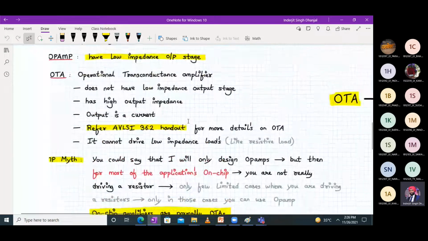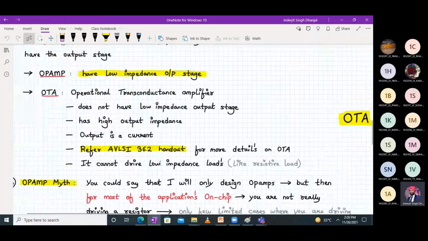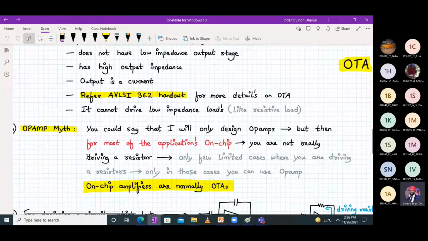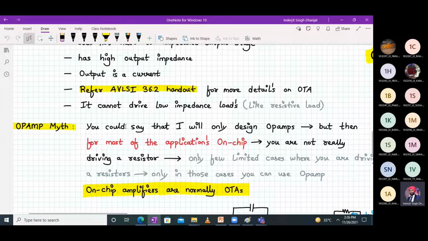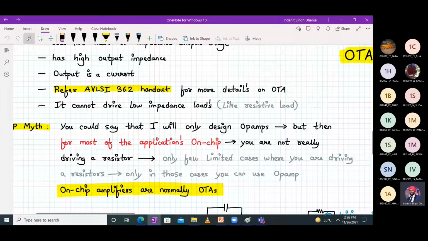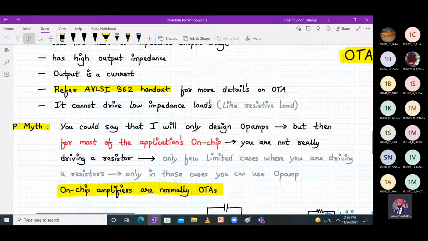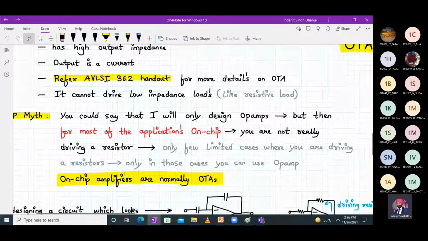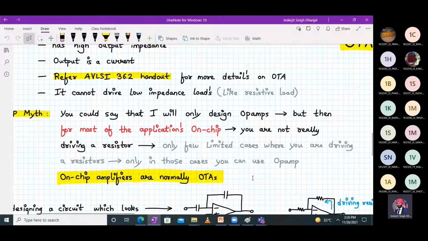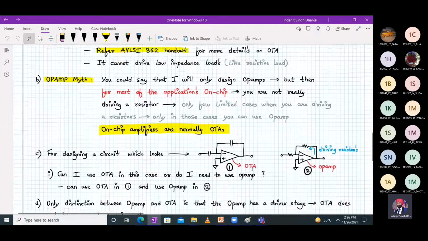Now, OTA cannot drive a low impedance load like a resistive load, correct? So we can call it something like an op-amp minus the output stage. You could say that I will only design op-amps, but for most applications on chip, you're not really driving a resistor. Only in a few limited cases where you're driving a resistor do you use an op-amp. So on-chip amplifiers are normally OTAs only. About 90% of the time we use OTAs instead of op-amps on chip.